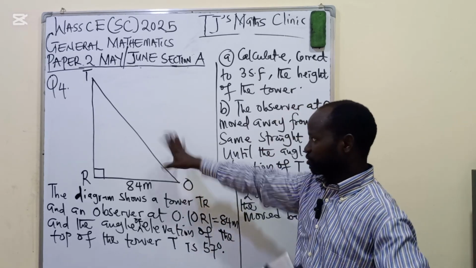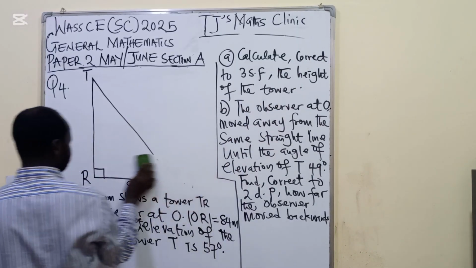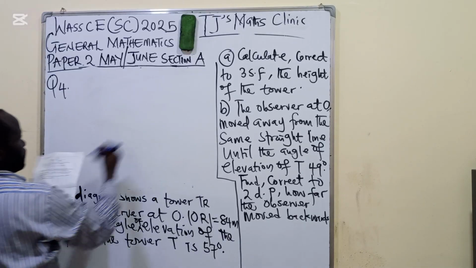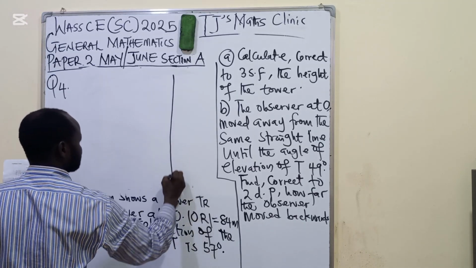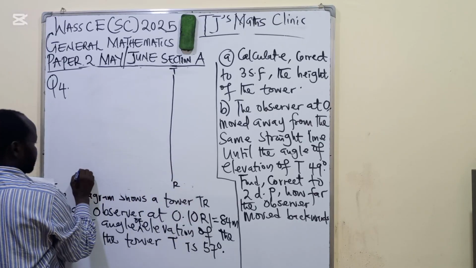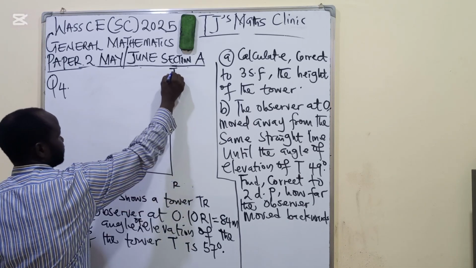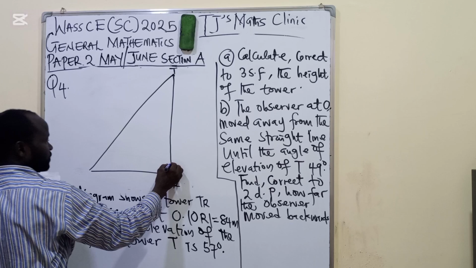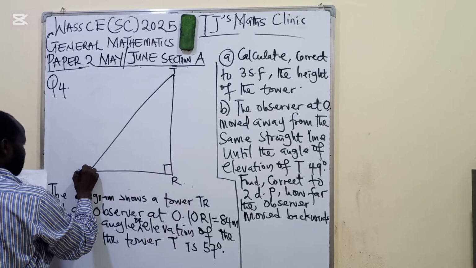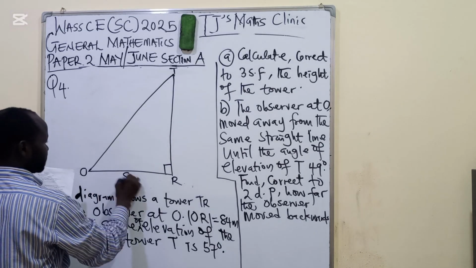Permit me to redraw this. Let me turn the drawing, very important to suit our solving. So, let me clean this and redraw again. Let's say we have the height of the tower here. This is our T and this is our R. Then this is 90 degrees. And of course, this will be the observer at this point, O here, and the distance between R and O is 84 meters.